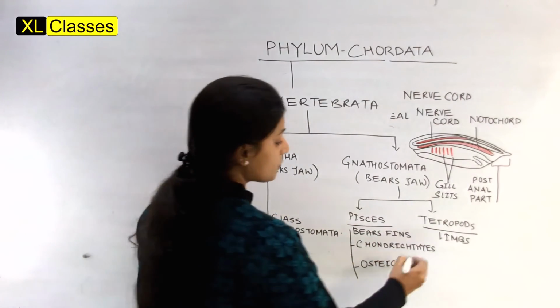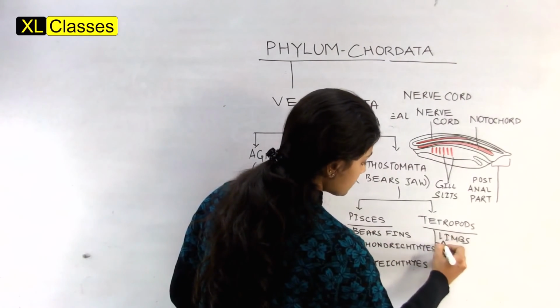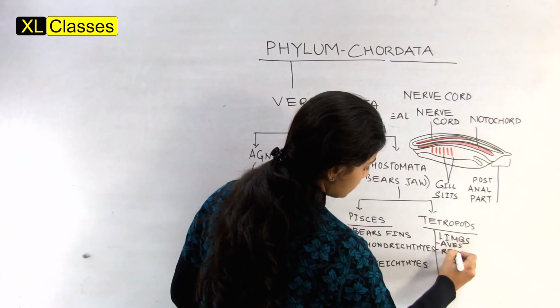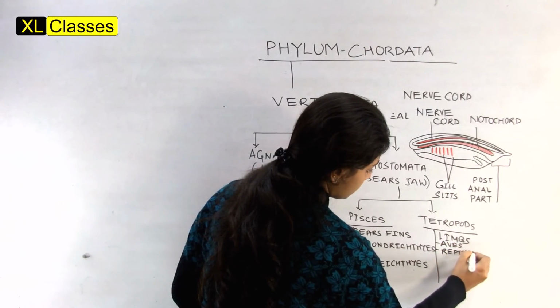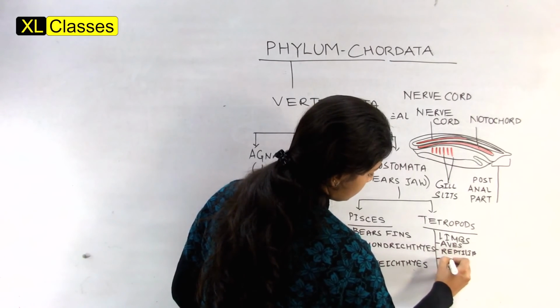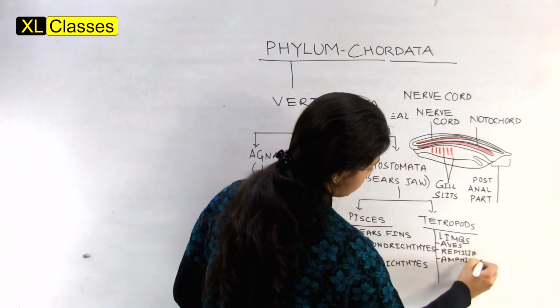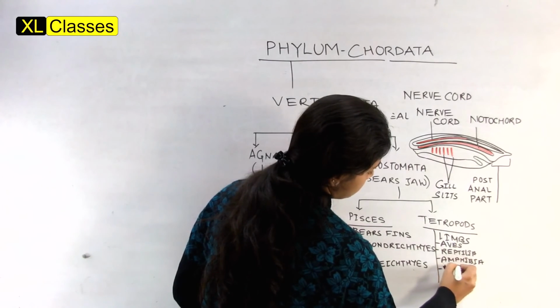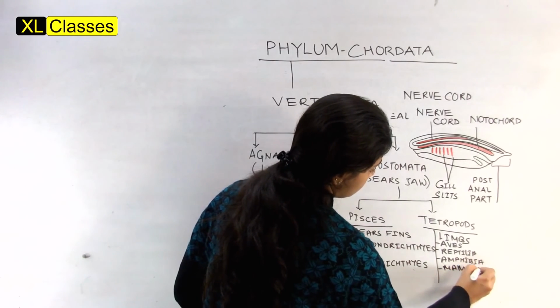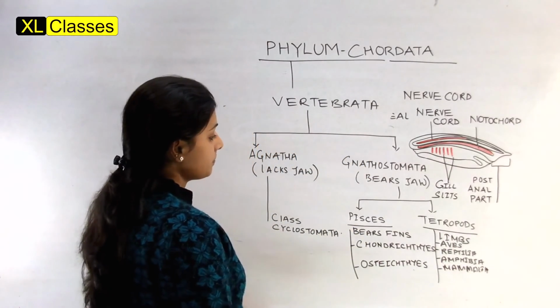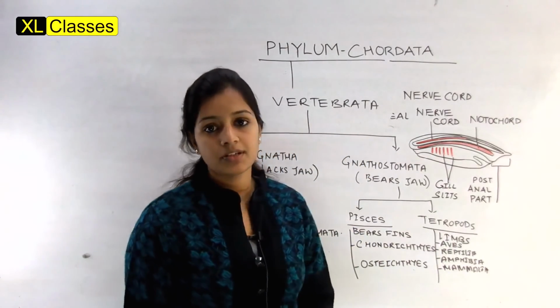Similarly, the tetrapods are further divided into Aves, Reptilia, Amphibia, and Mammalia. So this is the level of classification of the phylum Chordata.